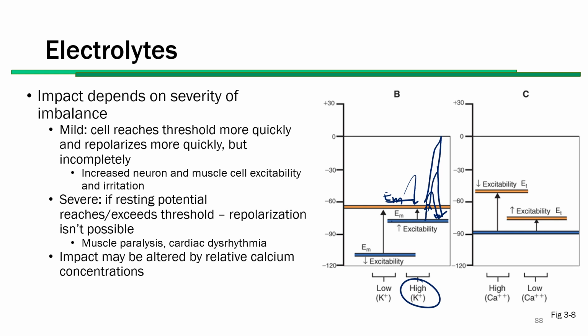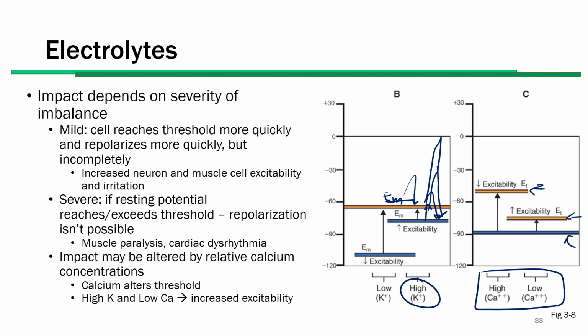The impact may be altered by relative calcium concentrations. So calcium also has a role. Calcium alters the threshold. The membrane potential is in the normal spot, but the threshold changes based on the calcium. So if there's high potassium and low calcium, there's increased excitability, because if we pull these two together, your membrane potential is right at your threshold. If you've got these two conditions going on, your cell's always going to be in an excited condition.